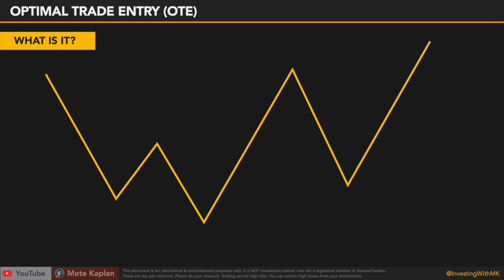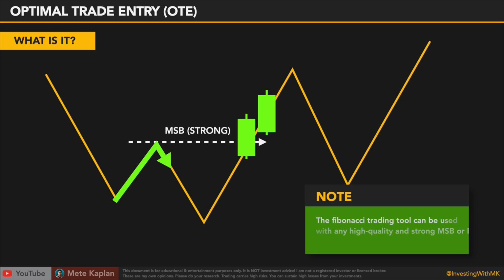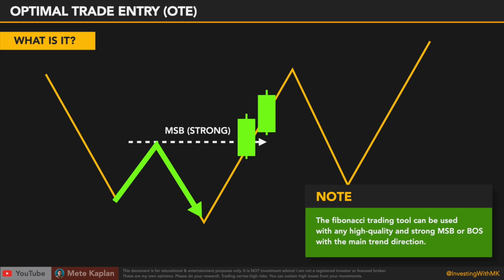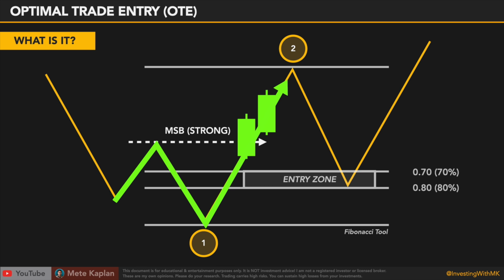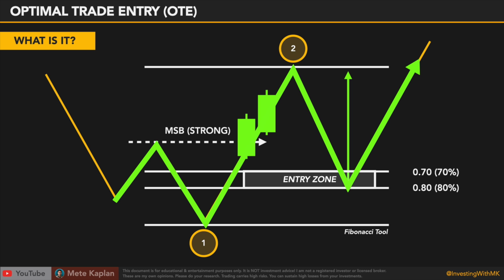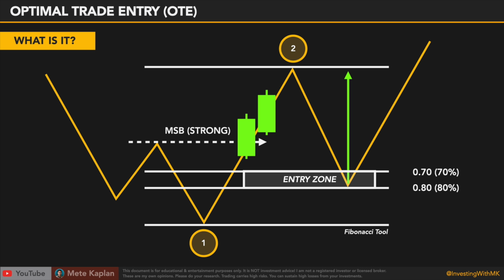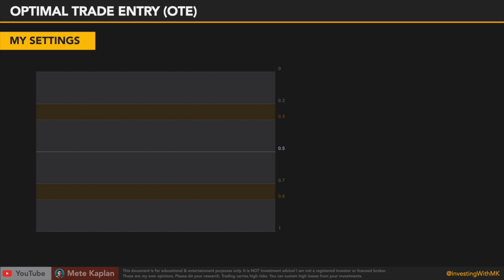It's not just a break of structure. You can easily use the magic Fibonacci or optimal trade entry with a market structure break. It's all the same idea. You mainly focus on strong and really high quality market breaks, so you can avoid false breakouts. Later on, you draw the Fibonacci retracement tool from low end to high end and wait for a pullback to your entry zone.